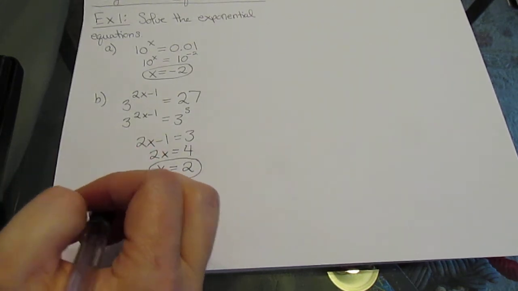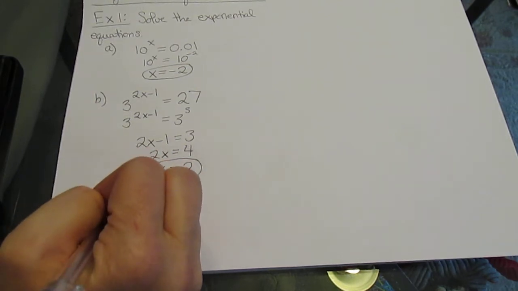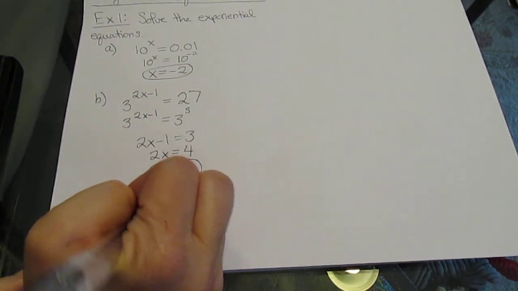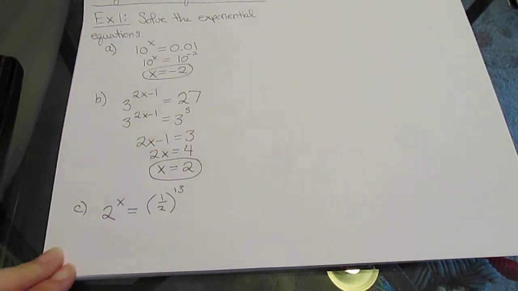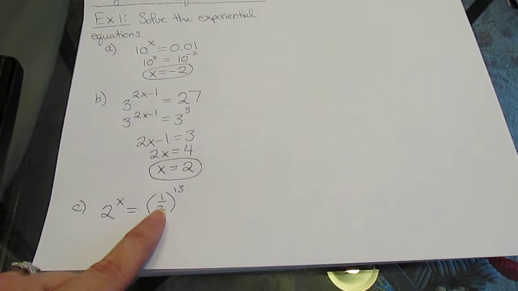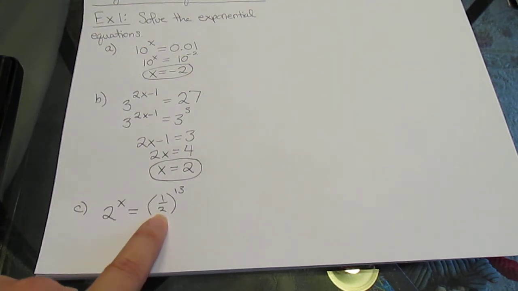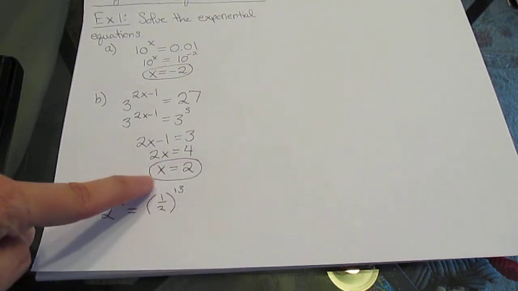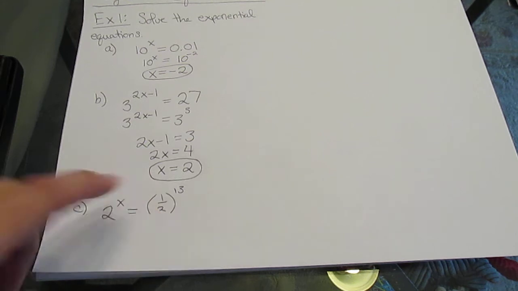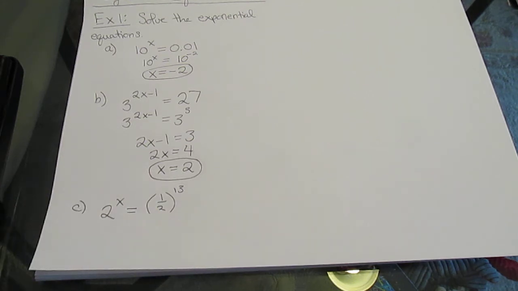Okay, part C, I've got 2 to the x power equals 1/2 to the 13th power. Okay, well this one, it almost looks like we have the same bases. It's just on the bottom. We want to move it up to the top. Remember, when you move something up to the top or when you move it down to the bottom, it just changes the sign of the exponent.